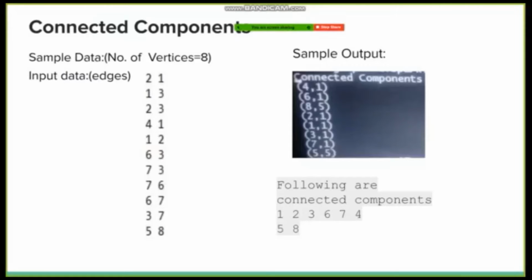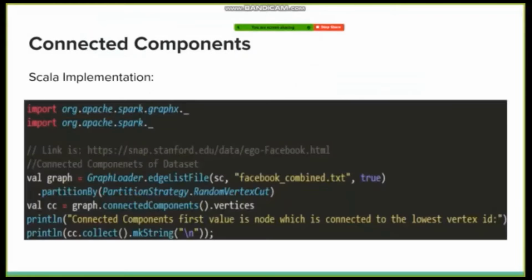And by looking at the sample output, we just want to know that every vertex is connected with the lowest number vertex. So here we see that vertex number 4 is connected with 1, and 6 is connected with the lowest vertex, that is 1. So in a similar way. Next slide.